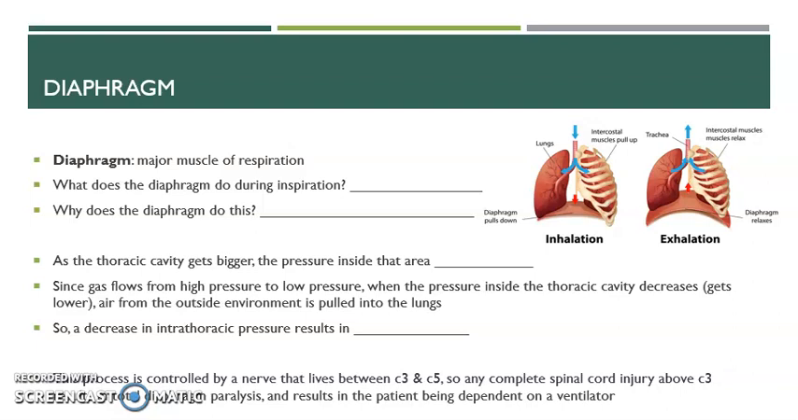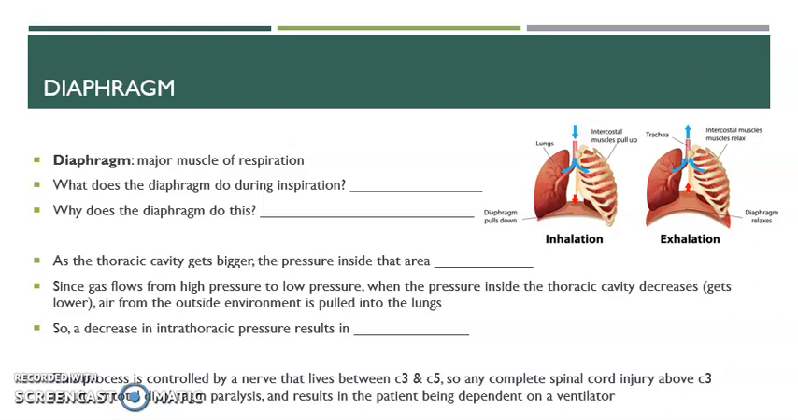You also need to know that gas flows from high pressure to low pressure. Since gas flows from high pressure to low pressure, when the pressure inside the thoracic cavity decreases or becomes lower than the air pressure of the outside environment, air is pulled into the lungs. So as your patient is starting to take that breath in, they are trying to equalize the pressure. So they are trying to take the high pressure from the environment and equalize that by pulling it into the low pressure inside of their lungs.